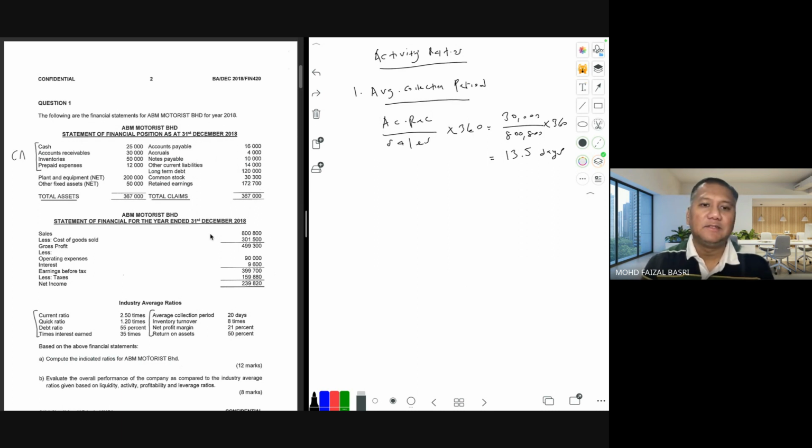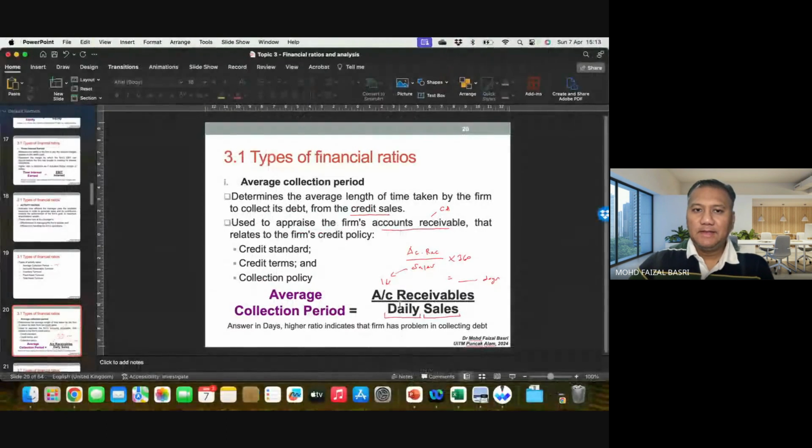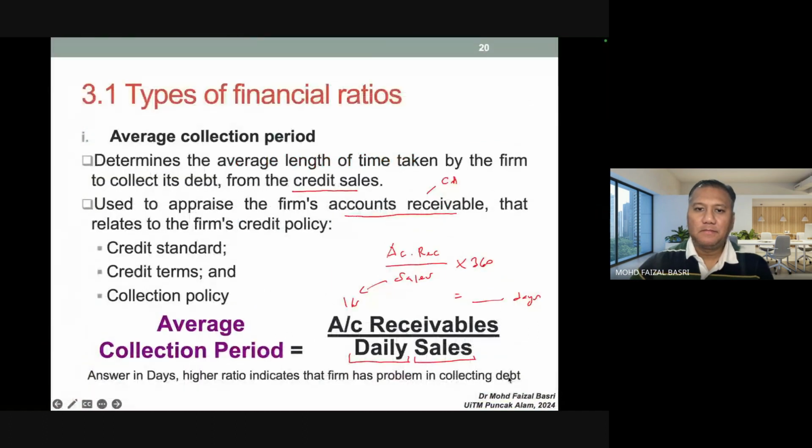Okay, so that's how you answer. Right, so that's average collection period. Kalau ratio dia lagi tinggi, mungkin dia akan menunjukkan dia ada masalah, has problem in collecting that. So dalam case ni the ratio is lower. So it shows that the company has better collection policy as compared to the industry average.